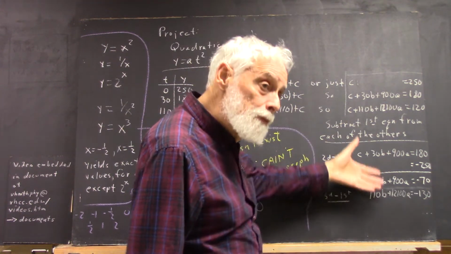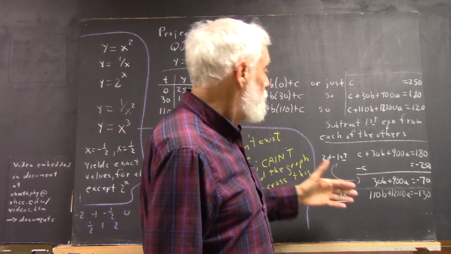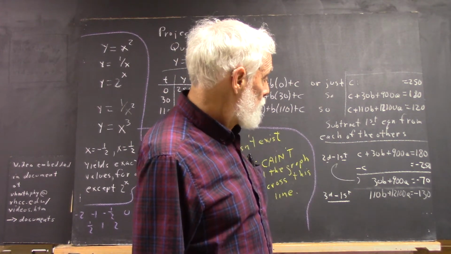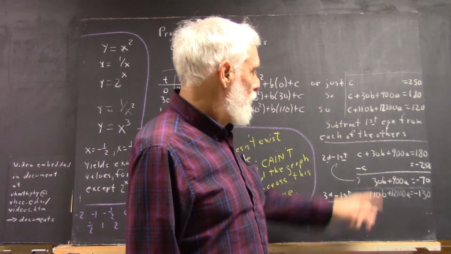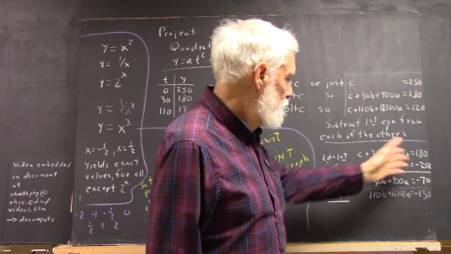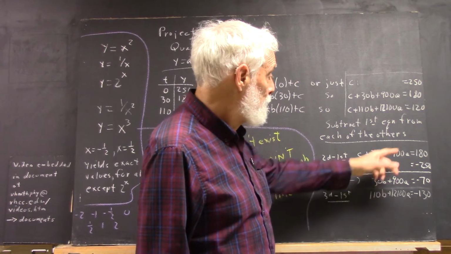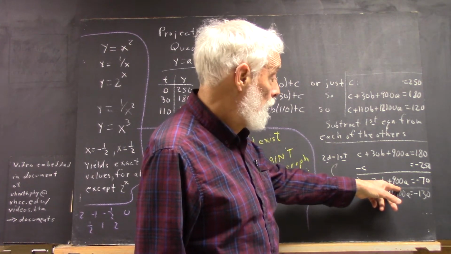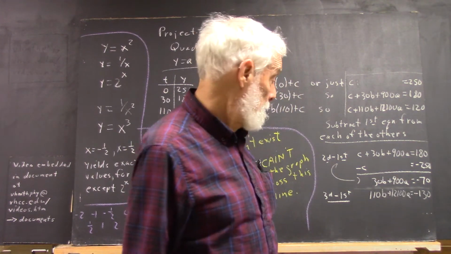Then I add these two equations, which will effectively subtract the first equation from the second. So c and negative c gives me 0, so I don't even write that down. I've got 30b here, and there's no b in the second equation, so I'm just going to have 30b. And I have 900a here, same thing. And 180 and negative 250 is negative 70.